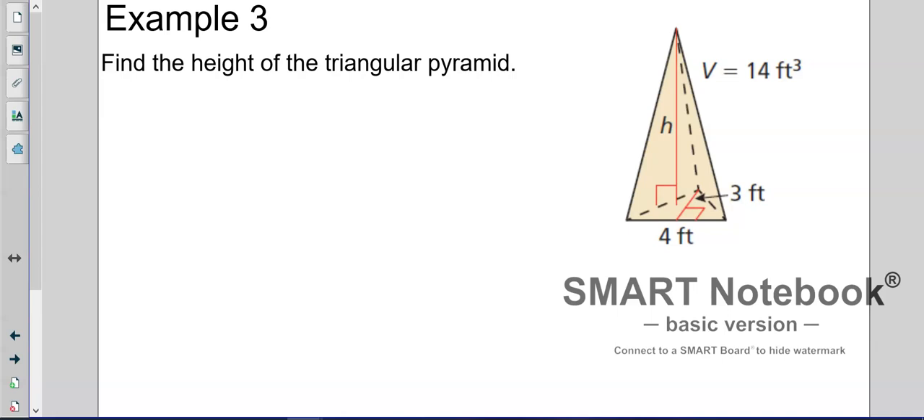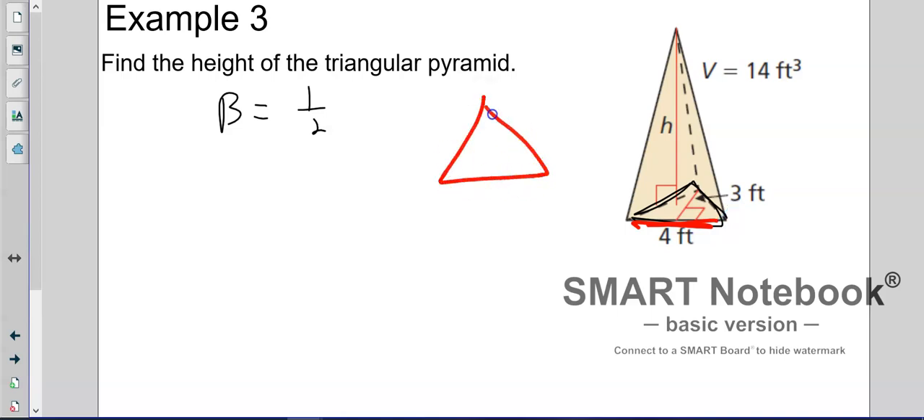Example 3. Well, we have a triangle. We need to find the area of the base first. 1/2 base times height. So we're just looking at this triangle right here. So here's the base of the triangle. Now it gets confusing because you have two heights. So sometimes it's easier just to come out like this and remind ourselves that first we're just dealing with the two-dimensional object.